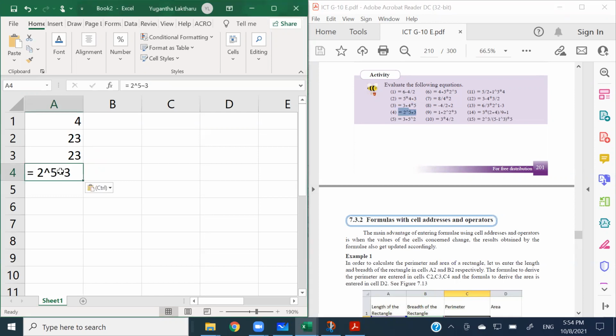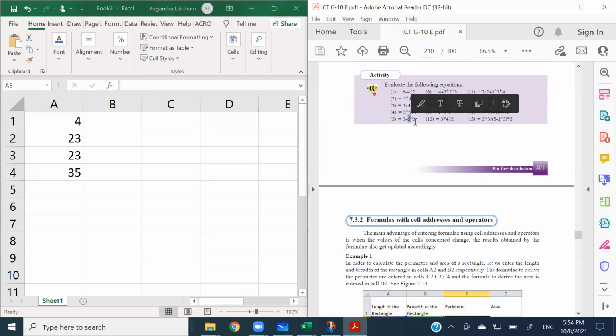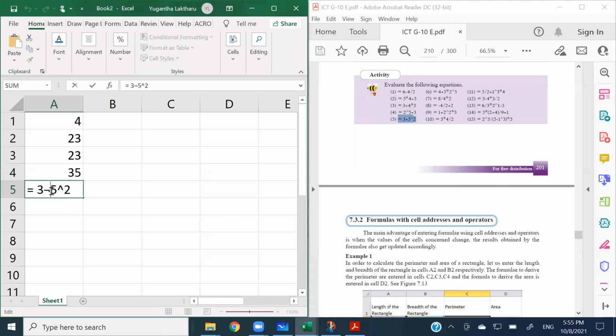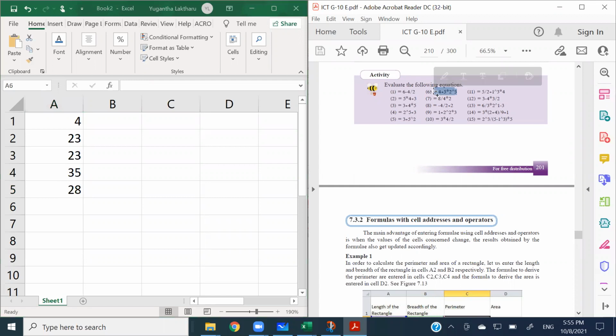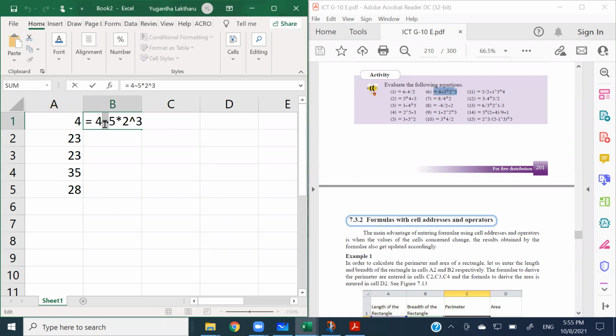Right, for the fourth one, people, how's that? Okay, 35. Yes, that is 35. Very good. And the fifth one? 28. Okay, let's check. Yes, it is 28. Very good. And the sixth one, 44. Right, we'll see. Oh, yes, 44 is the answer. Very good. And the seventh?